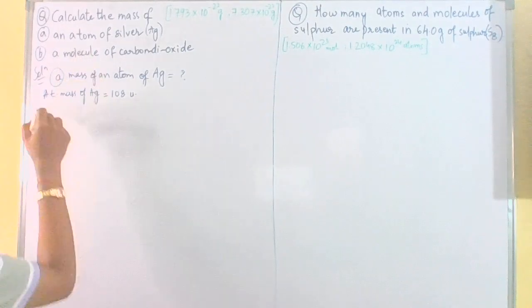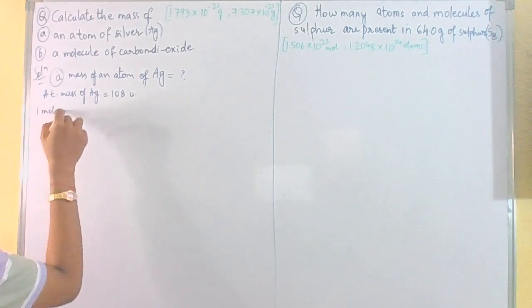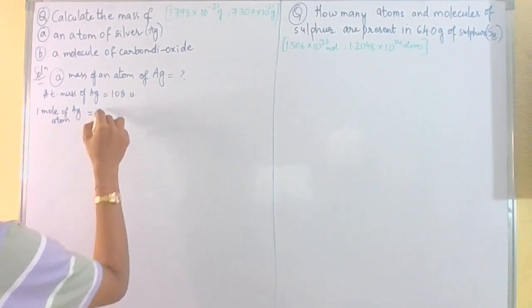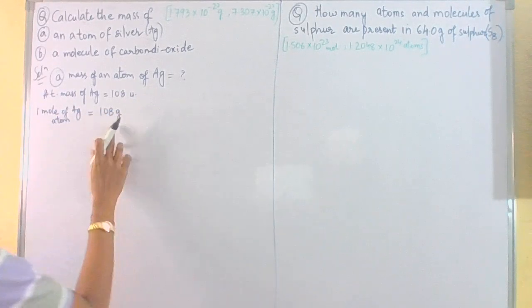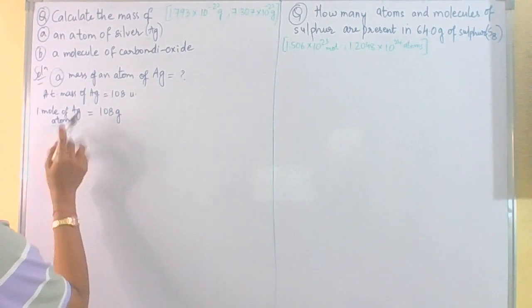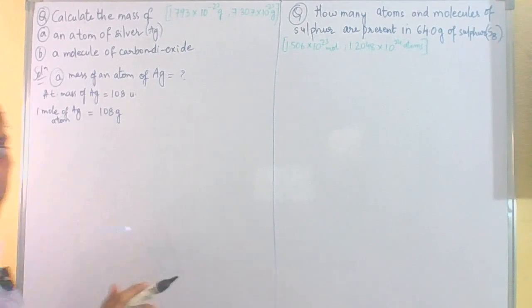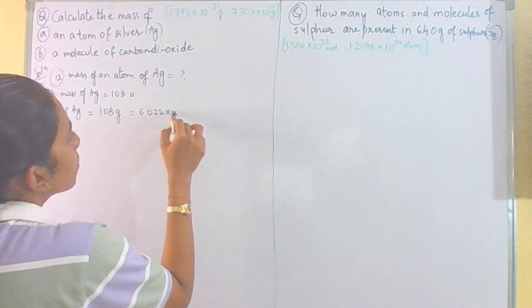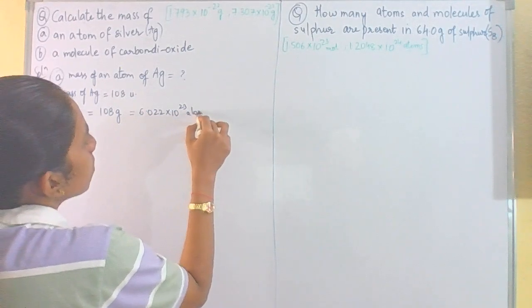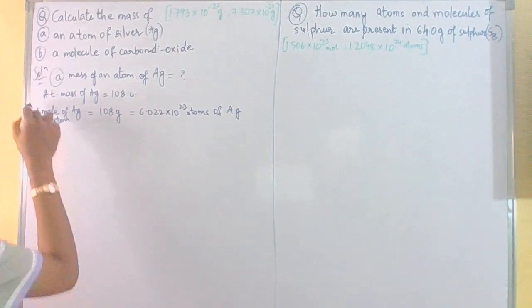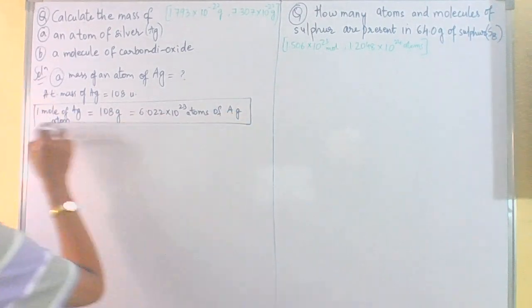Now, 1 mole of silver atoms is equal to 108 grams. This is the gram molecular mass, but as it is an atom, it is the gram atomic mass, not the gram molecular mass. It is equal to 6.022 into 10 to the power 23 atoms of silver. You have to keep this in mind.